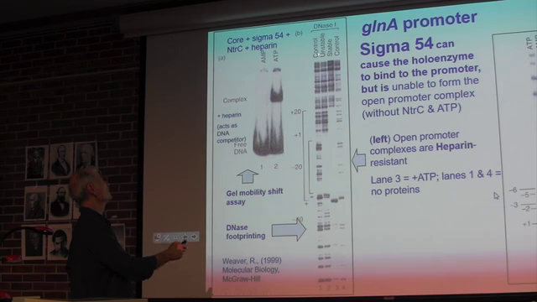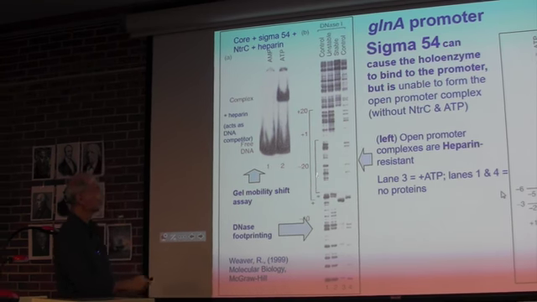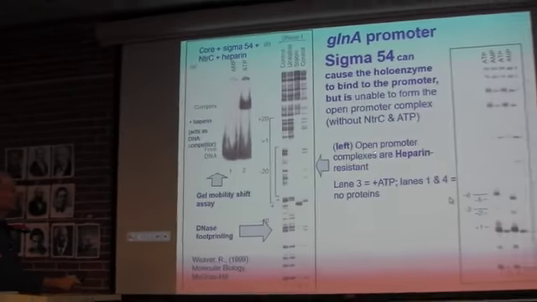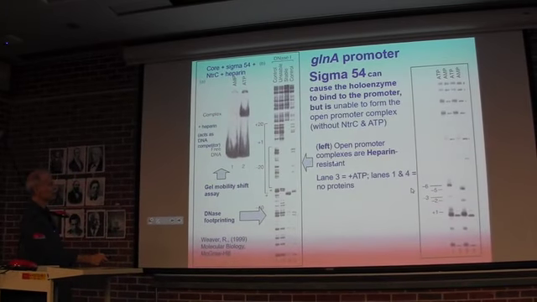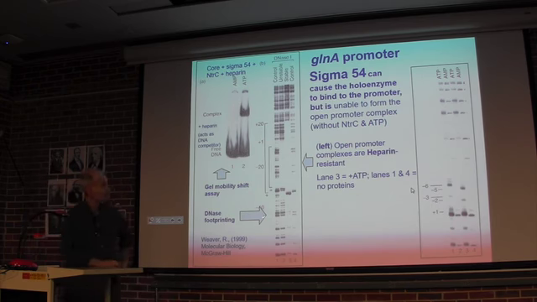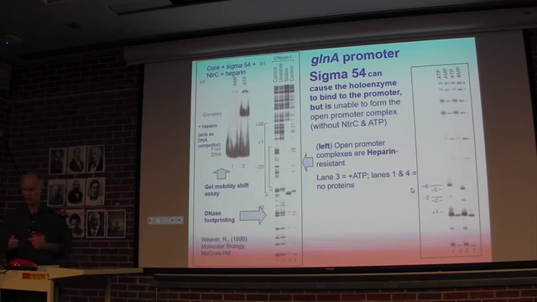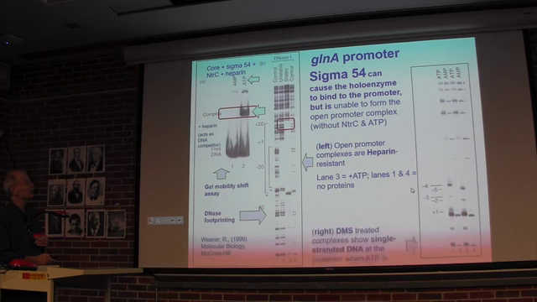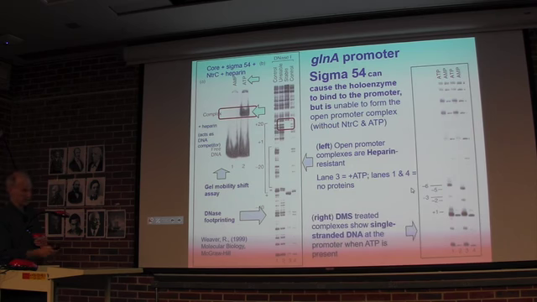I don't know what this is, but I presume it's the order of addition of the heparin. Open promoter complexes are heparin resistant. That would be the way you see a footprint. I'm not going to show you this on a gel, but these are the kind of experiments you can do, taking advantage of the very stable property of an open promoter complex.